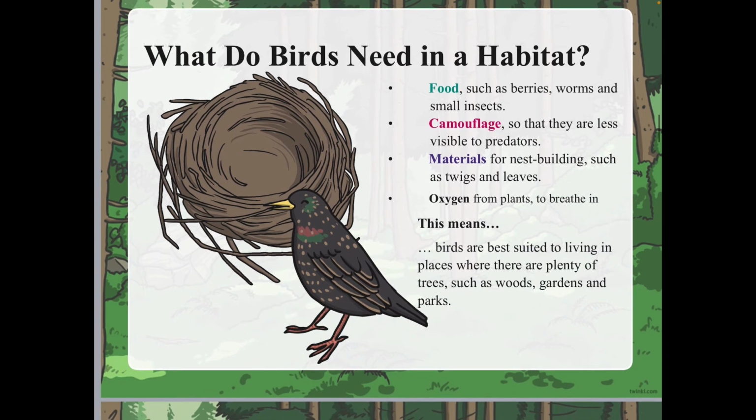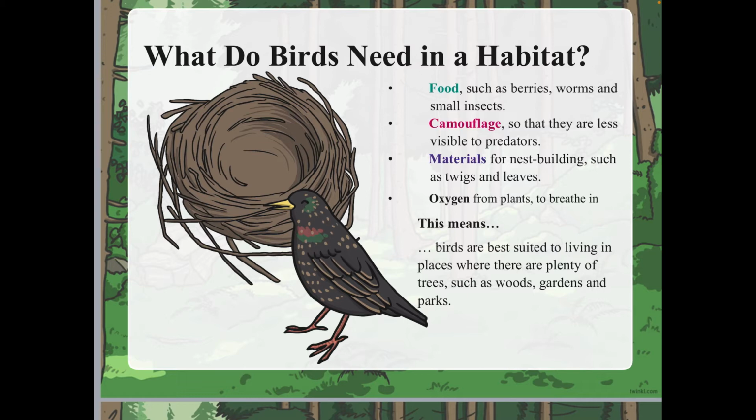So the next question is, what do birds need in a habitat to help them live and survive? First of all, food, such as berries, which come from plants, worms, and small insects. So they need all of those things. They also need camouflage so that they can hide from their predators, who are animals or living things that will hunt the birds. So their camouflage, they tend to hide in bushes and trees. So they need those things to survive.